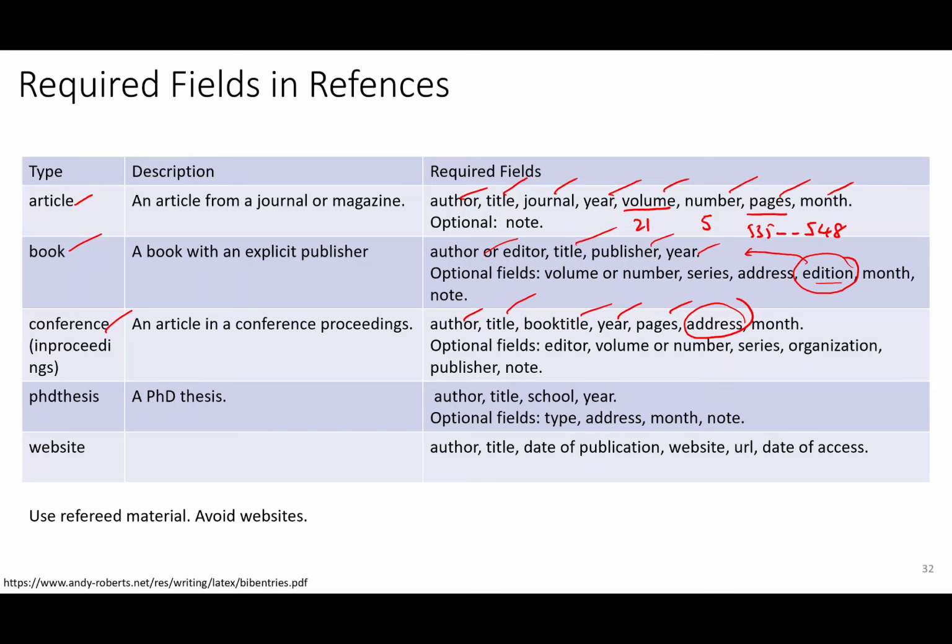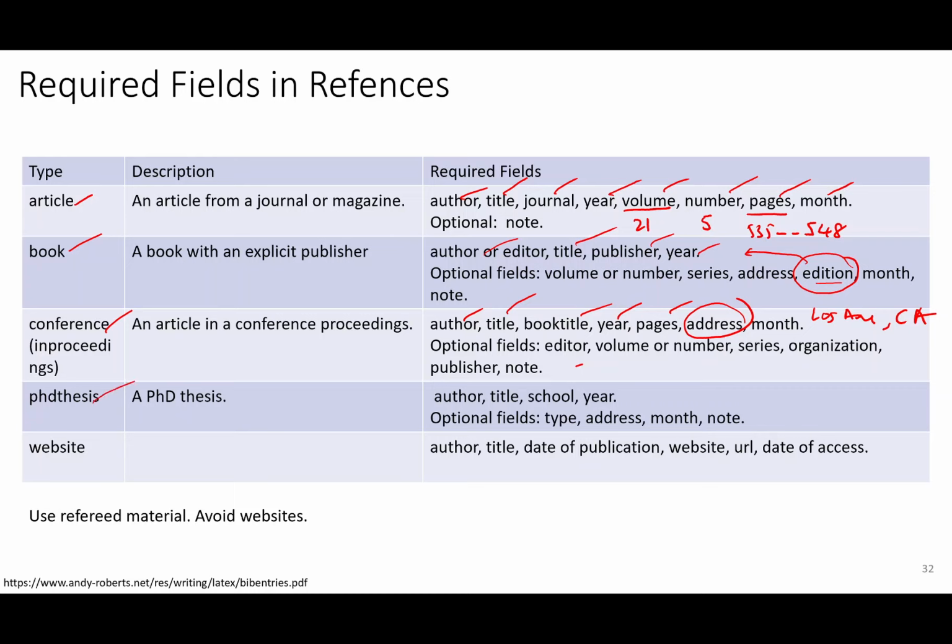For US addresses in the IEEE format, you would say maybe Los Angeles, CA, to say California. For Canada also, you say the city and the state. For any other country, you would write the city and the country's name. So there are these optional fields also.